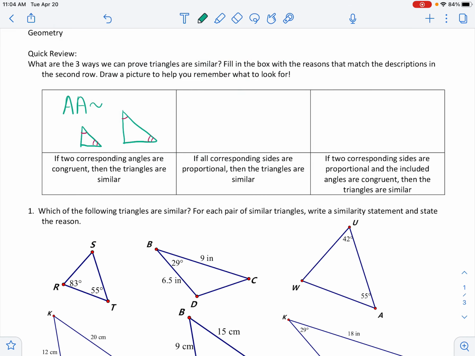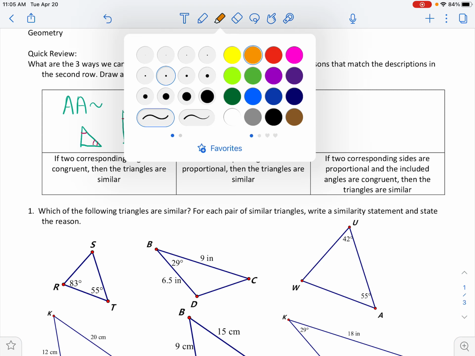The second one says if all corresponding sides are proportional, then the triangles are similar. For this example here, this is called side, side, side similarity. And this is where you can put up a proportion for all sides. This one's kind of hard to draw a picture of necessarily, but just remember that you're matching up corresponding sides in the 2 triangles.